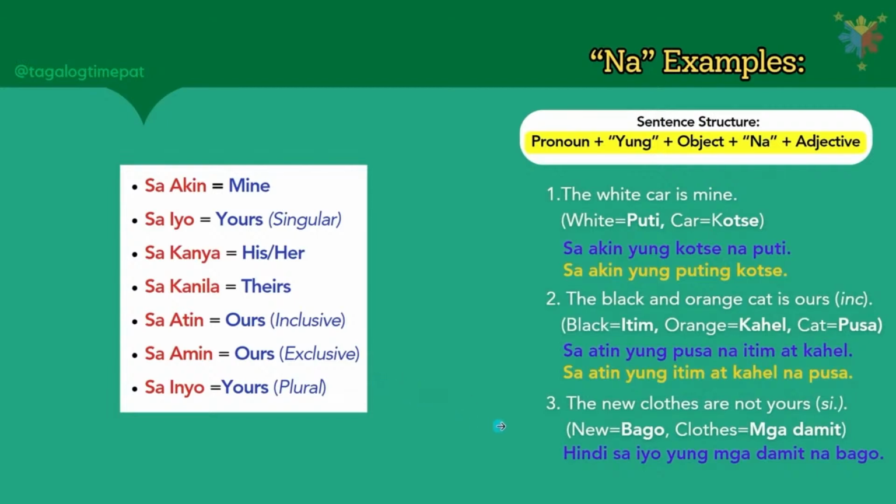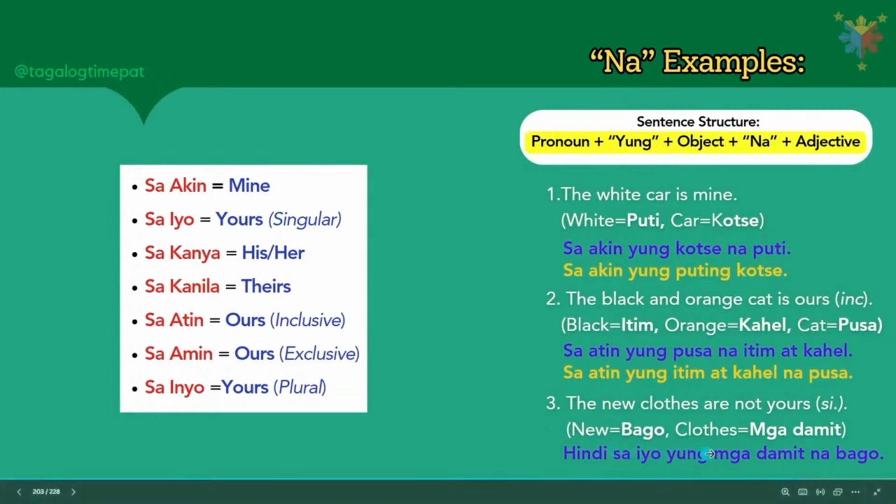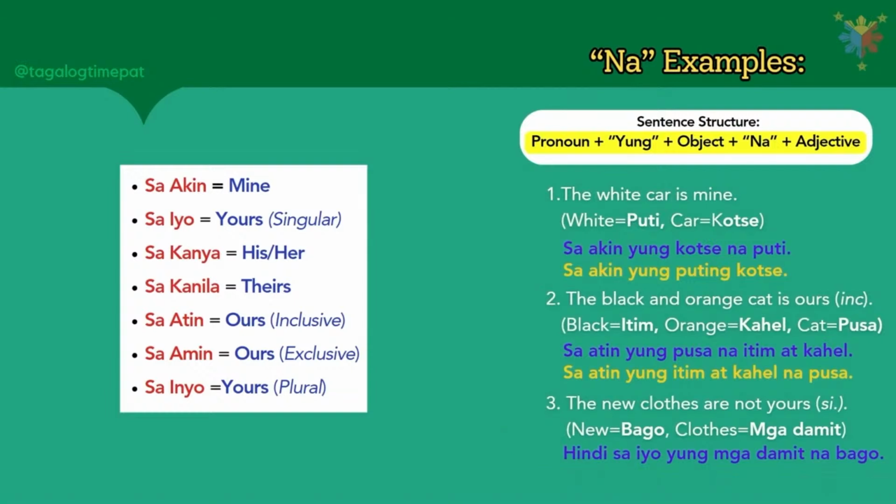So everything here is the same. We've already learned it. Pronoun, then it's yung, then it's object, then it's na, and then bago, the adjective. The only difference is that we've added the word hindi, which means no, but in this sentence, it can mean not. So the new clothes are not yours. Hindi sa iyo yung mga damit na bago. So that's how you would say not.